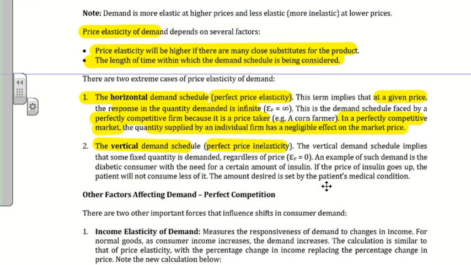Something like insulin. A diabetic consumer cannot do without his insulin. So if you raise the prices by $10, what does he have to do? He's got to find another $10 because he has to have that particular product. And therefore your demand curve becomes a vertical curve.